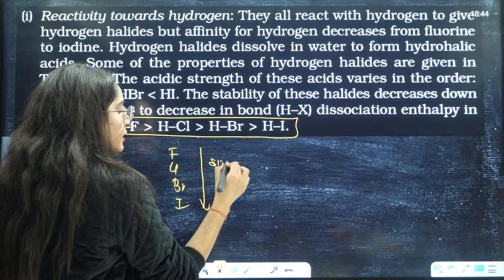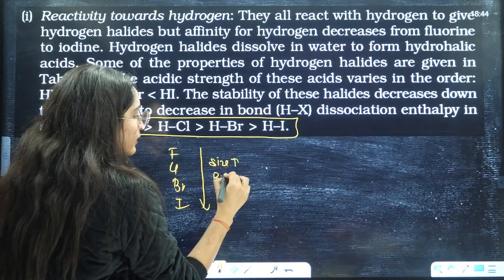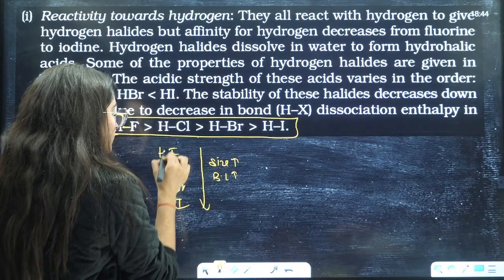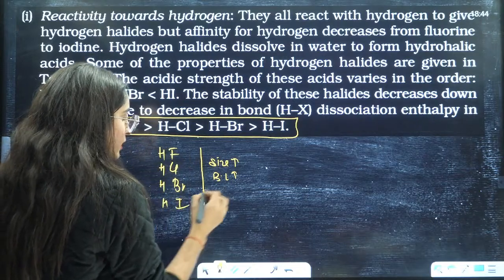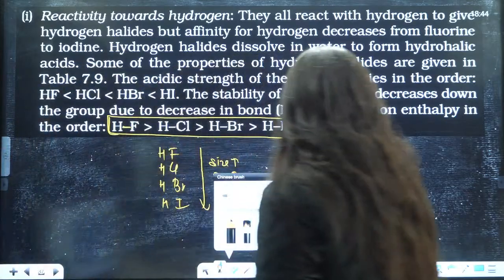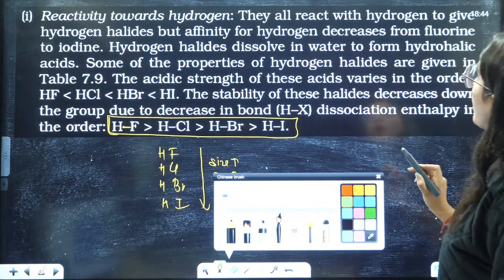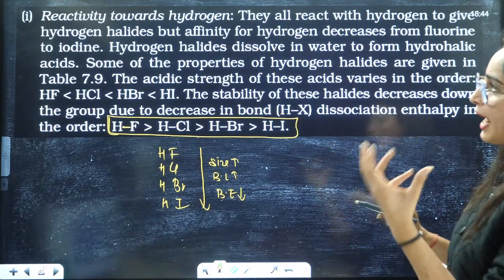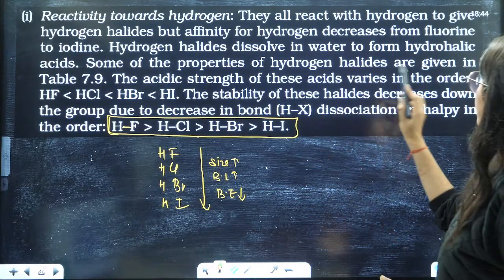Here size increases, bond length increases. That is why this is easy to break. That is why bond energy decreases, right? Okay, they all react with hydrogen to form hydrogen halides. Some of the properties of this are given.